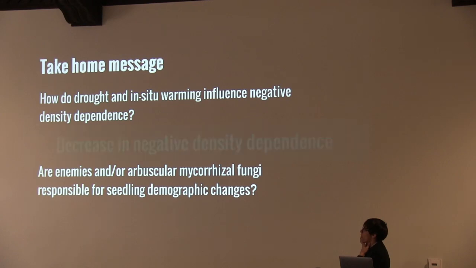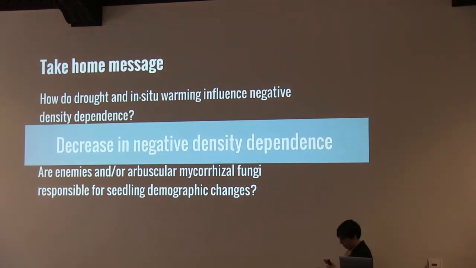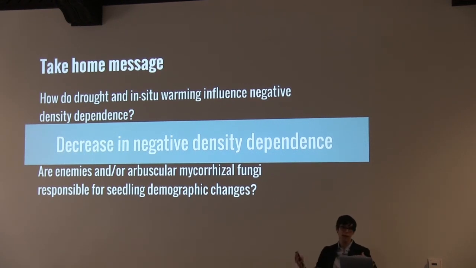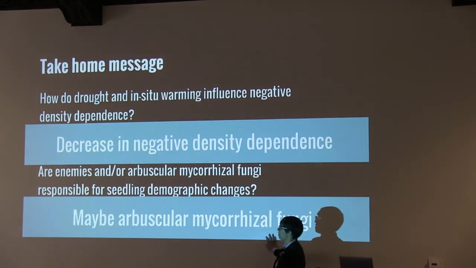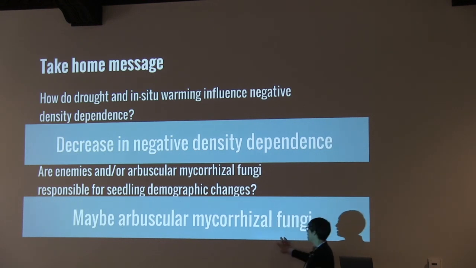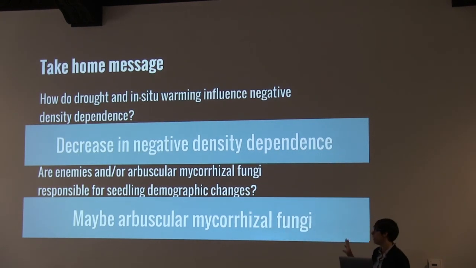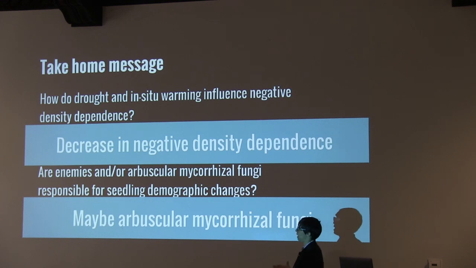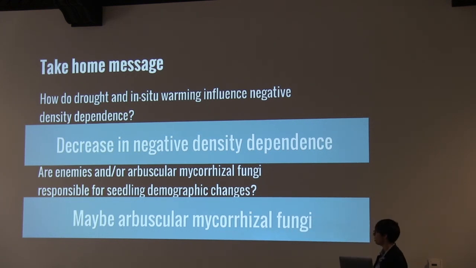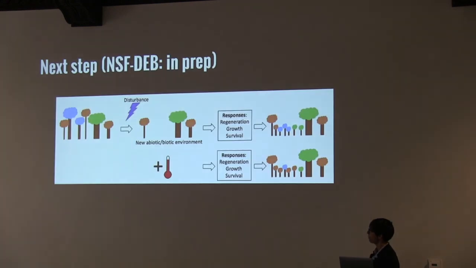Okay, so we found that there was a decrease in negative density dependence, even a switch to positive density dependence. And it's not very clear from just the observational data if it's due to the enemies or the arbuscular mycorrhizal fungi. Likely it's due to a little bit of everything. And maybe the arbuscular mycorrhizal community is changing dramatically, but we don't have that yet. So the next step is really to take this, put it in a greenhouse experiment, and actually start looking at what happens when you warm the forest, what happens to the fungal community and the enemy community, and try to disentangle all of this.